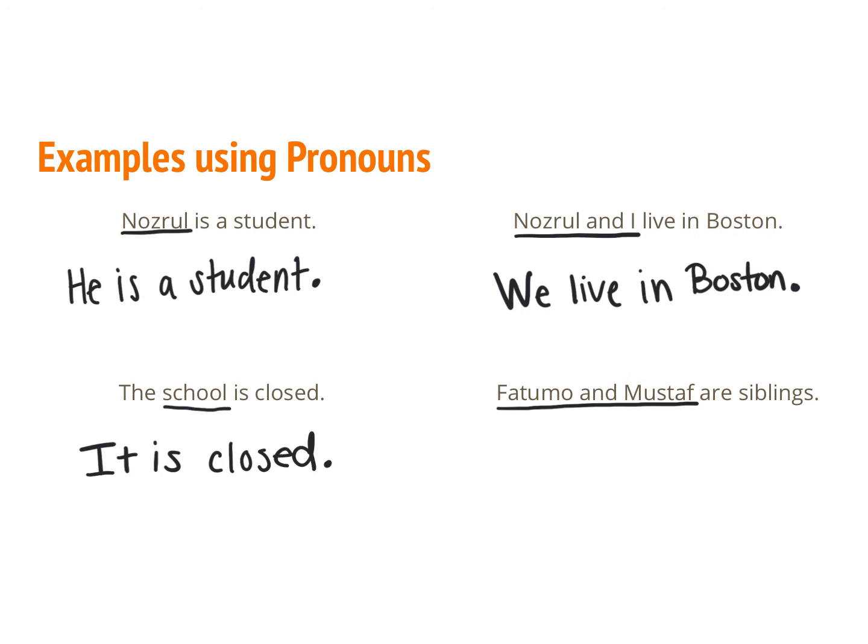Now, this is not going to be he or she because there's more than one person in this group. So that means that I need to figure out which pronoun for more than one person to use. There's two pronouns we have, we and they. In an earlier example, I used we because I was included in the group. On this example, I am not included in the group. This only includes Fatumo and Mustaf. So I know that I am not a part of this group. That means I have to use the pronoun they.